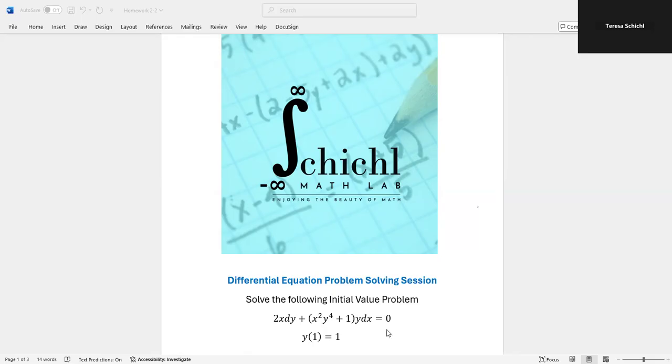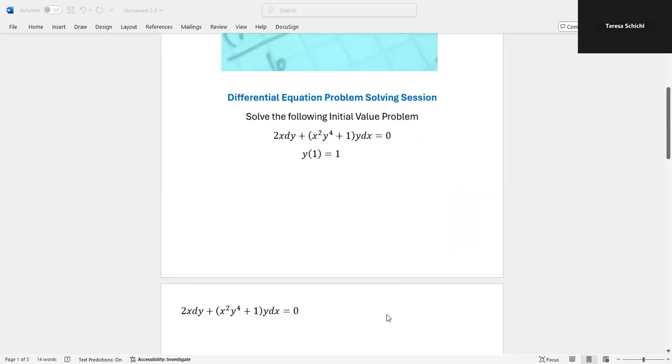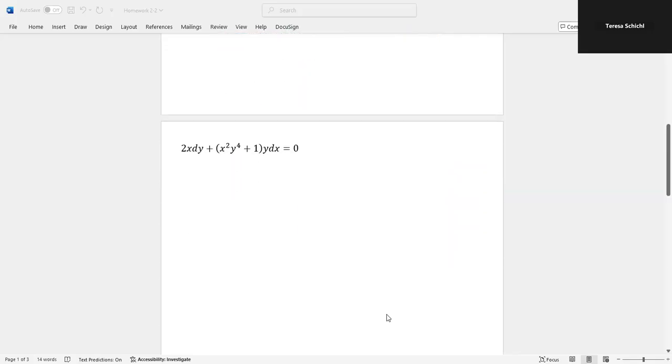So today here is the problem we're going to solve. It's 2x dy plus (x squared y to the fourth plus 1) y dx equal to 0 with initial condition y(1) equal to 1. All right, so let's go ahead and take a look at how we do these problems.